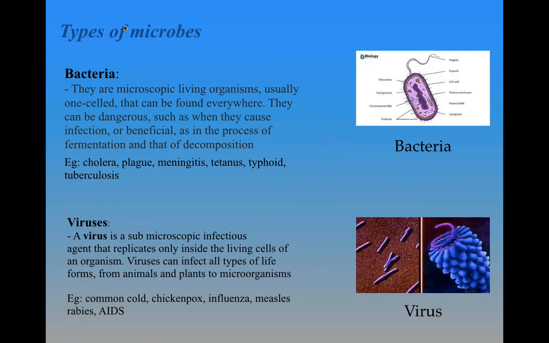Now we are going to discuss the types of microbes. There are four types of microbes: bacteria, virus, fungus, protozoa. We will start with bacteria. They are microscopic living organisms, usually one-celled, that can be found everywhere. They can be dangerous, as they cause infection. Sometimes they are beneficial also. They help in fermentation and decomposition.